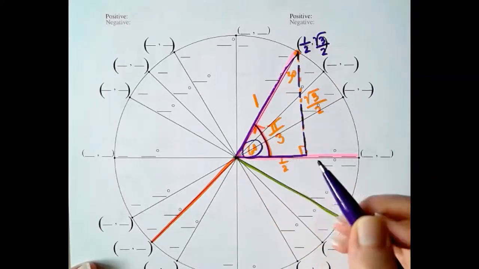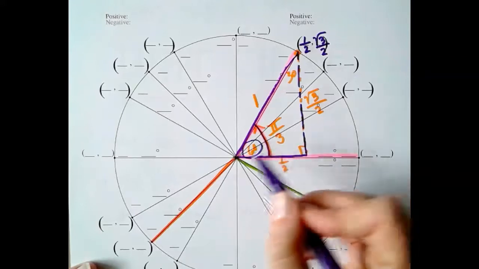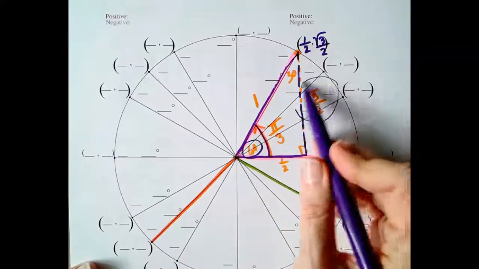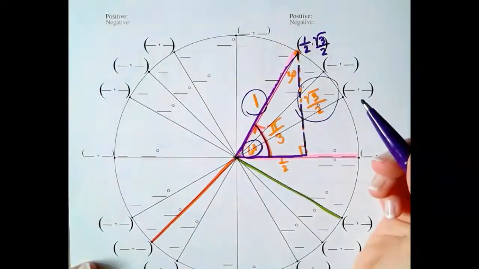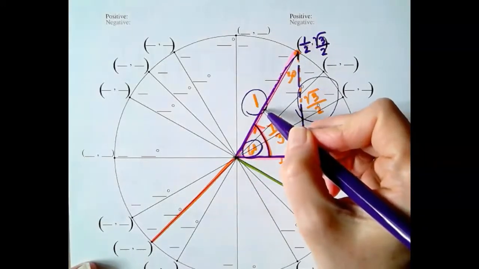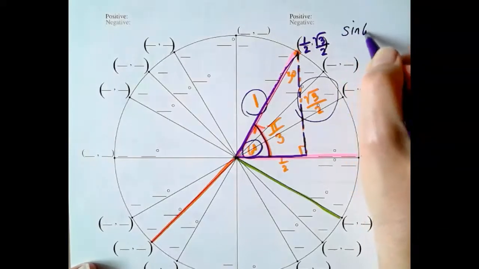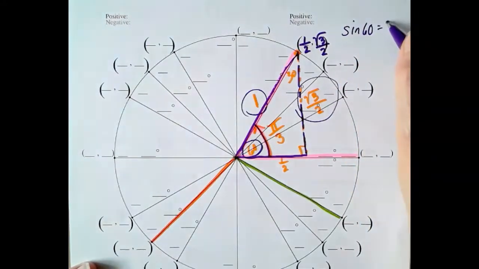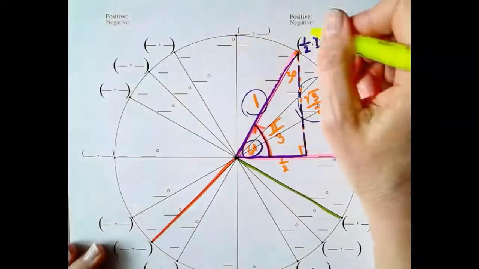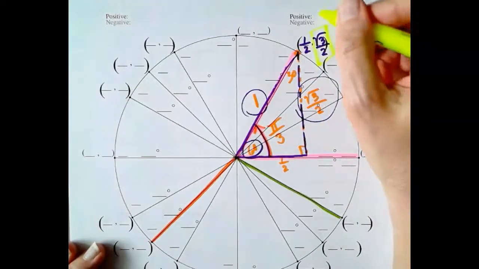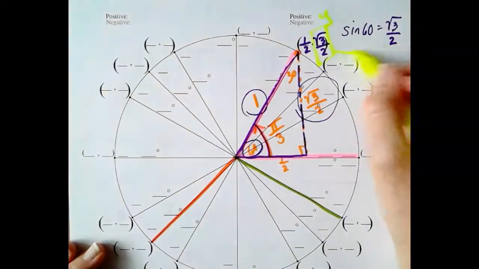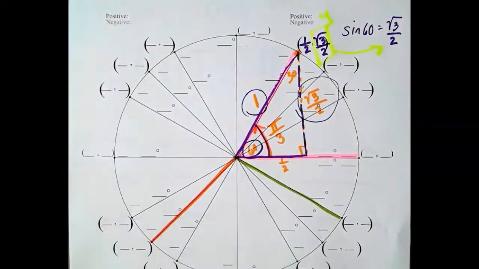What would be the sine evaluation? The sine evaluation would be the opposite side over the hypotenuse. Well, if the hypotenuse is 1, then can't we just say that on the unit circle, the sine of 60 is simply the opposite side, which is root 3 over 2. And in terms of our coordinates, the sine evaluation is the same thing as the y coordinate. We can see that they're the same right there.